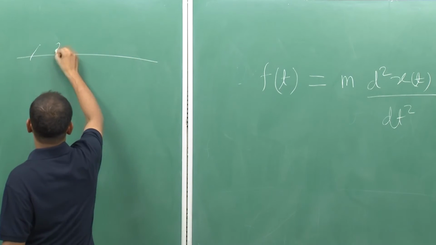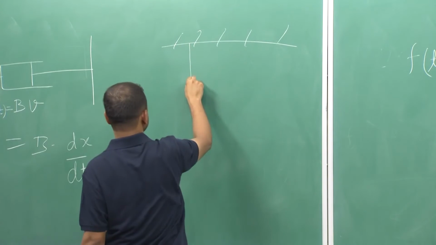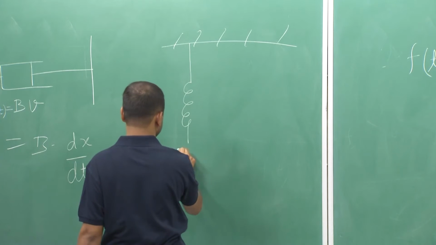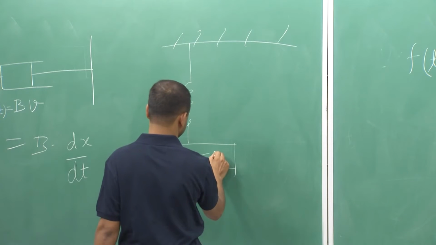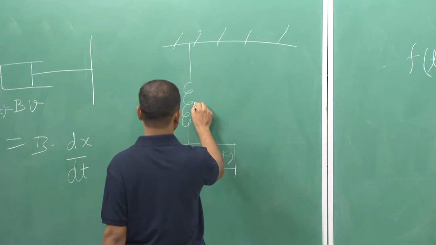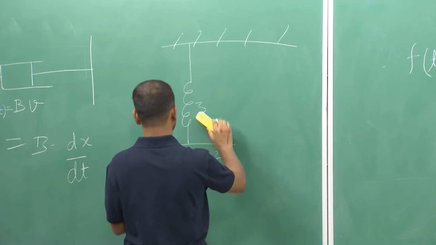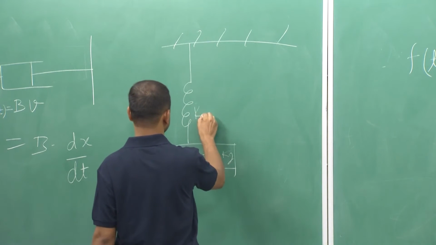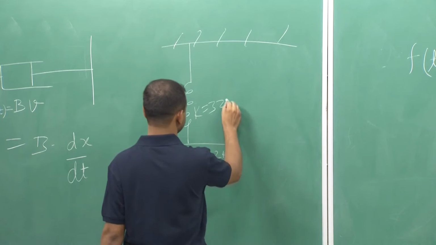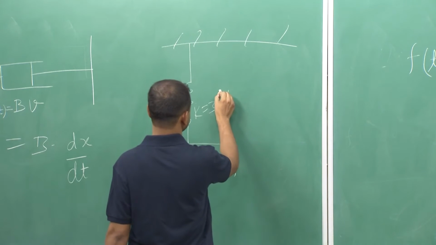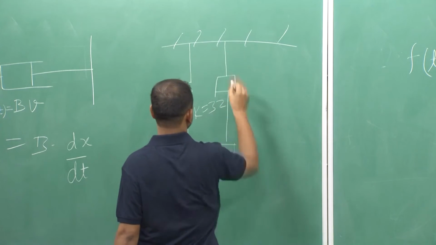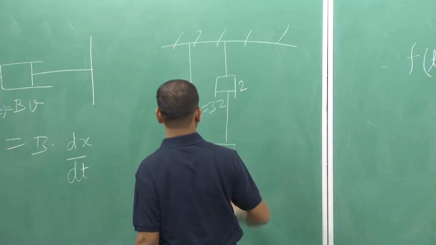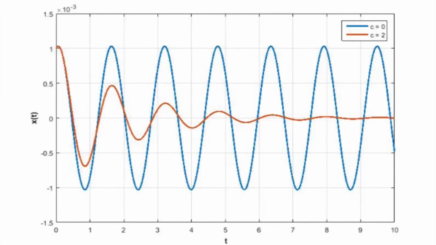Suppose this is the spring and one mass is attached to it. It is 2 kg, the spring constant k is 32, and there is a damper whose value, suppose, is 2.